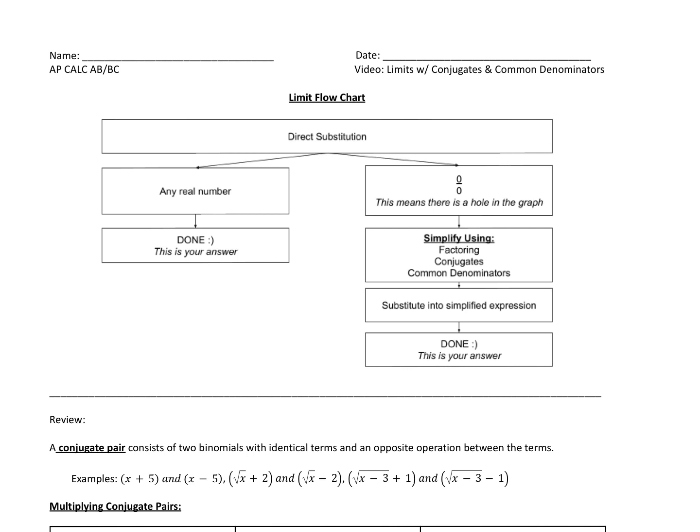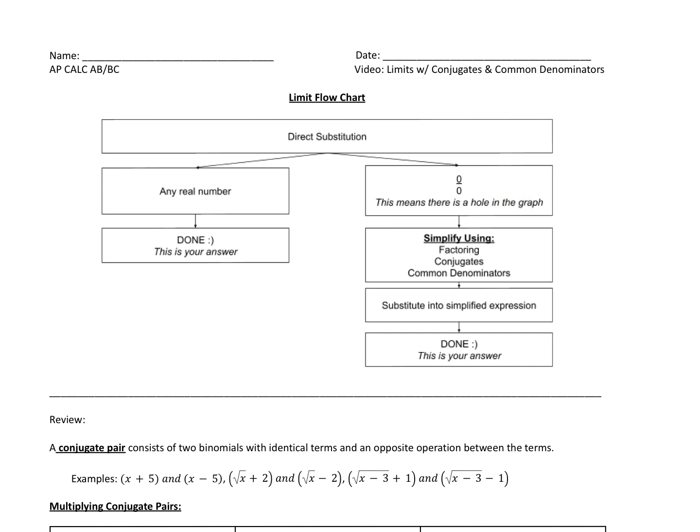Hi everyone, in today's lesson we're going to talk about limits with conjugates and common denominators. So yesterday we talked about the limit flow chart. We said we're going to try direct substitution, and if we get any real number, we are done, and that is our answer. And if we got 0 over 0, that meant there was a hole.